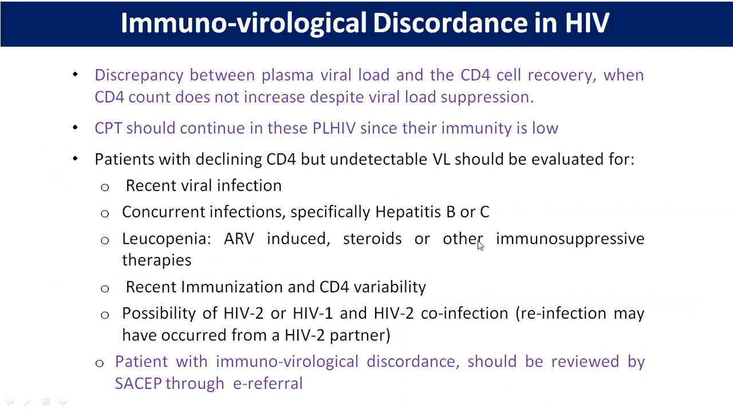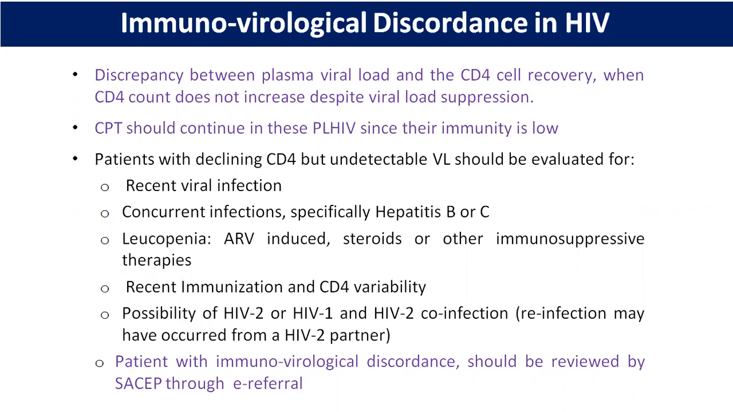Even with viral load suppression in HIV, there can be a discrepancy between plasma viral load and CD4 cell recovery, when CD4 does not increase despite viral load suppression. Sometimes you may see a low viral load but CD4 not increased. That's important. There may be a discrepancy in the biological and immunological relation in the particular person, but you must suspect whether the baby is suffering from any other opportunistic infections or not.